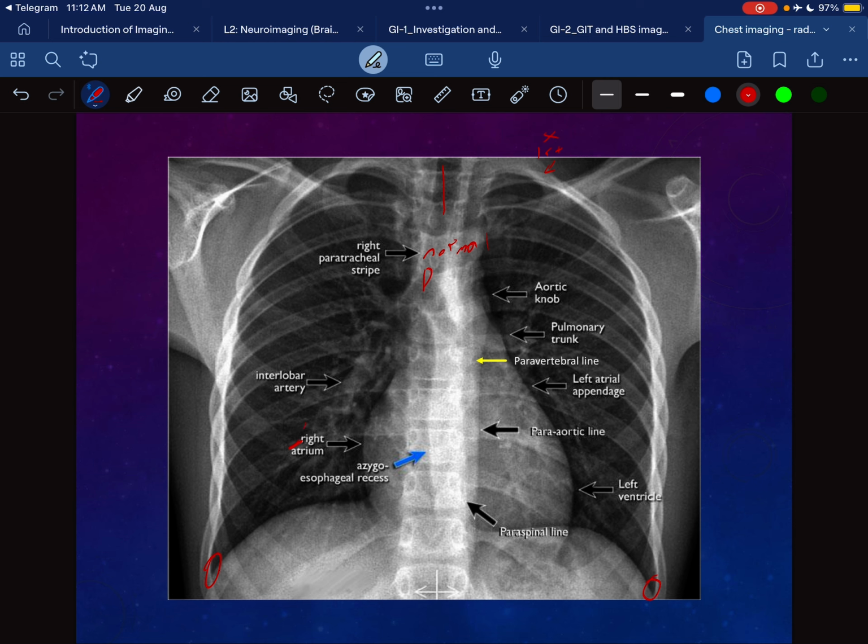Then you have the right ventricle. The right ventricle is the bottom border of the heart. The left ventricle is the left side border of the heart. Next to it, sometimes we see the left atrial appendage, not the left atrium, the left atrial appendage. Then the pulmonary trunk, sometimes slightly prominent, and then the main one is the aortic knob.